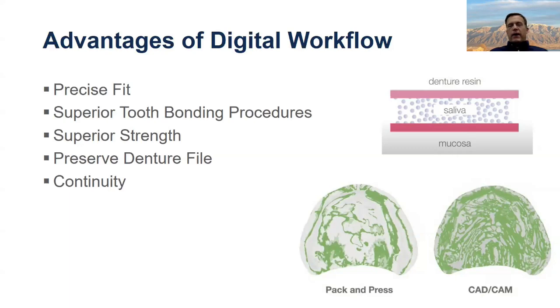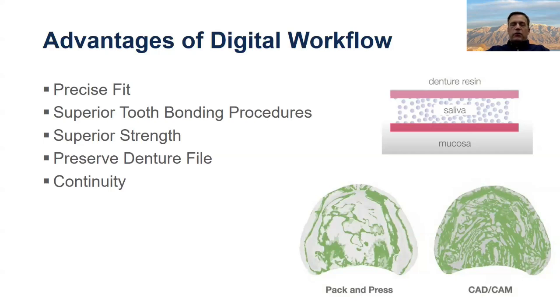Oftentimes on the maxilla, to try to create suction on a traditional denture workflow, we'd have to carve a post-dam because the denture was going to shrink. It wouldn't fit perfectly even on the day of delivery. And so we have to kind of compensate for that. With a digital denture, they're printed in 50 micron increments or milled to whatever the accuracy of the mill is, which is usually a crown and bridge margin. So essentially perfect. So you're going to have a much higher level of accuracy for your fit.